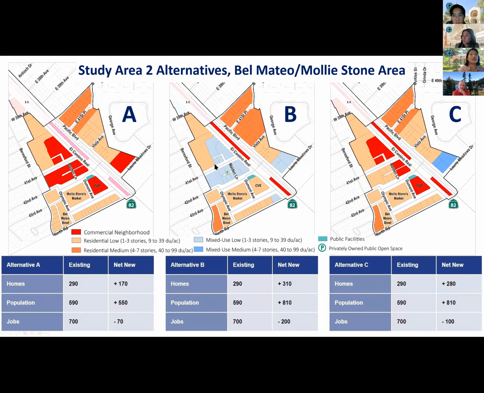B would look at introducing a low rise mixed use. This is along the Maiden Lane area of the Molly Stone Shopping Center. And A would continue maintaining neighborhood commercial, which is represented in the red color. So if you have any thoughts or comments about this particular study area, about the different alternatives being considered, is there preference for more commercial or housing? Feel free to enter that in the chat.